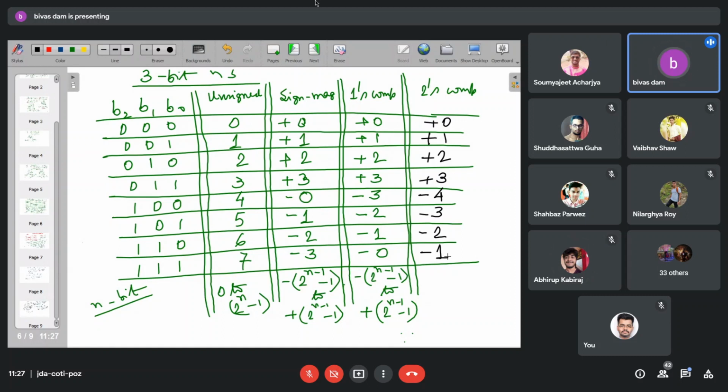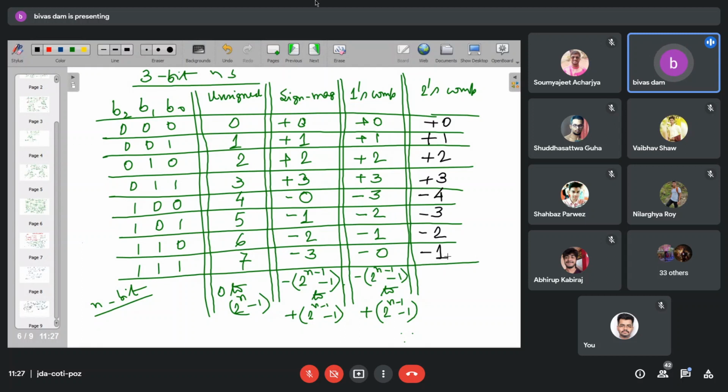Okay. So how many distinct decimal numbers are you able to represent here? 8, sir. Is there any wastage? No, sir. So that's the best thing of the 2's complement number system.